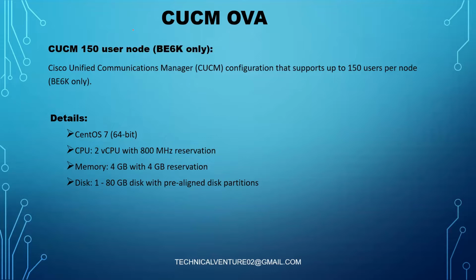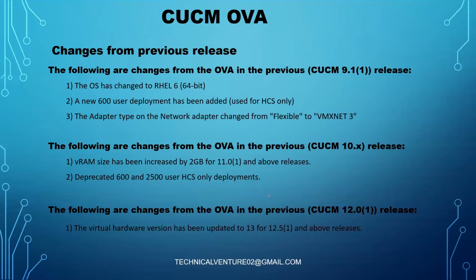And then this is for the 150 user node. Here you can see operating system, CPU, two virtual CPUs with 800, 4 GB of RAM and 80 GB of disk with pre-aligned disk partitions, right? So these are all the deployment models. Now let me show you what the changes are from the previous release. As you can see, the following are changes from the previous OVA release, that is 9.1. The operating system has changed to RHEL, that is Red Hat Enterprise, right?